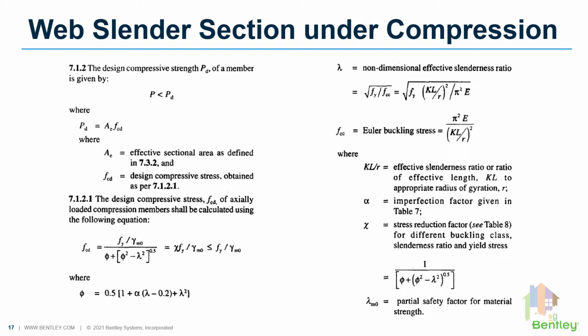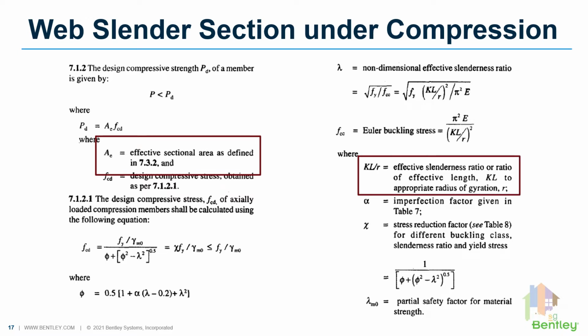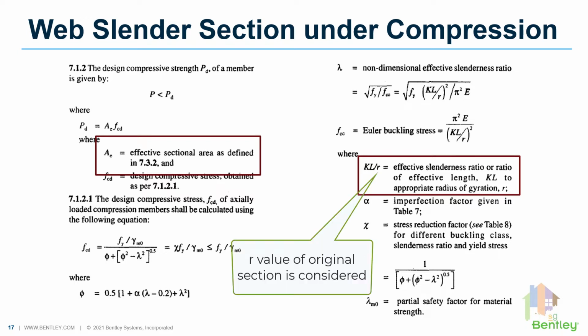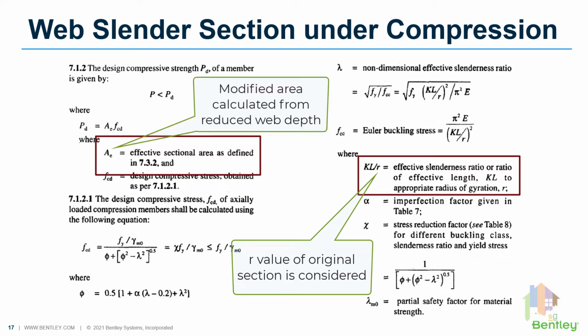In the EC3 code, effective area is considered for capacity calculation, but Euler buckling stress is calculated using the actual radius of gyration value. So when you design the compression capacity of a web slender section using the IS800 code, the program considers the r value of the full section, but the area value is calculated based on the effective section only, neglecting the portion which is reduced to bring the section back to the semi-compact limit.